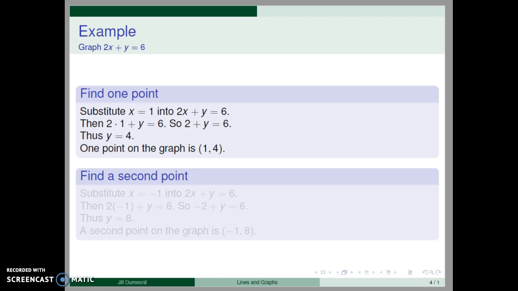To find a second point on the line, we can substitute x equals -1 into the equation. Thus, -2 plus y equals 6, and y equals 8. So a second point on the line is the point (-1, 8). Note that I'm choosing the x values arbitrarily, as any x value will have a corresponding y value and produce a point.